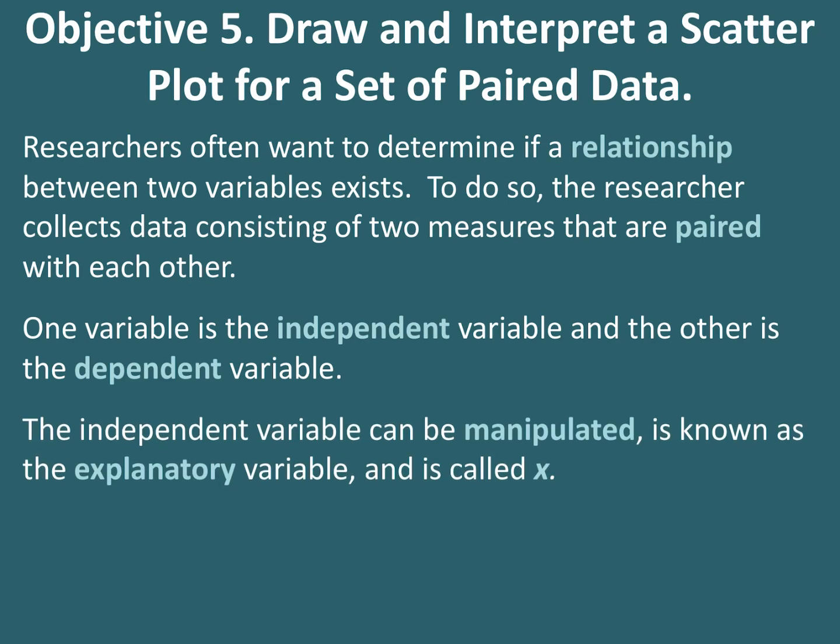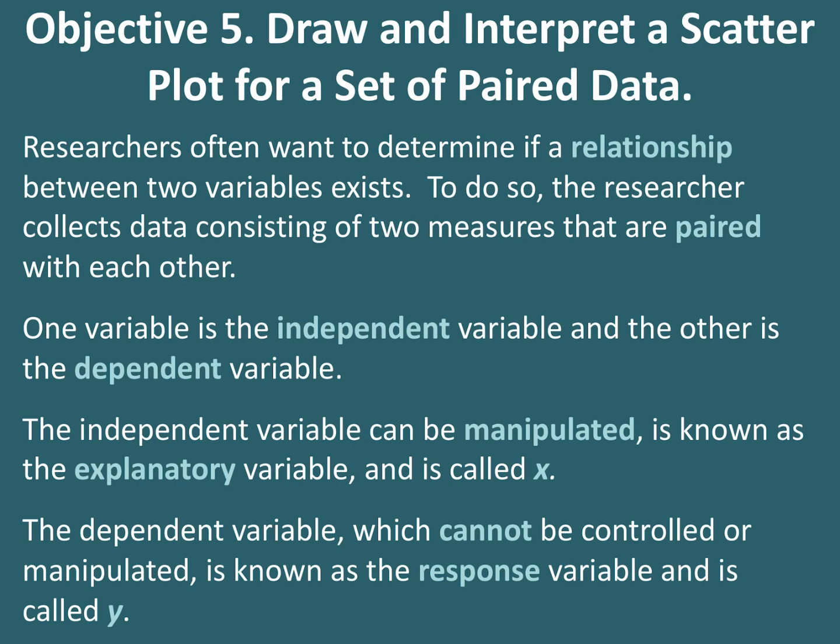The independent variable can be manipulated. It is known as the explanatory variable and is called x. The dependent variable, which cannot be controlled or manipulated, is known as the response variable, and it is usually known as y.